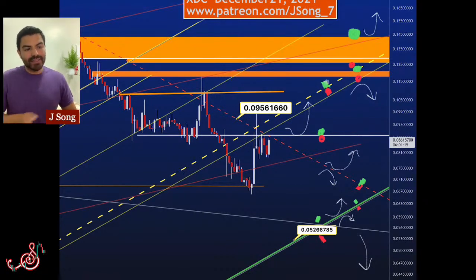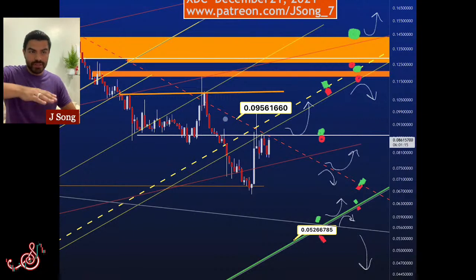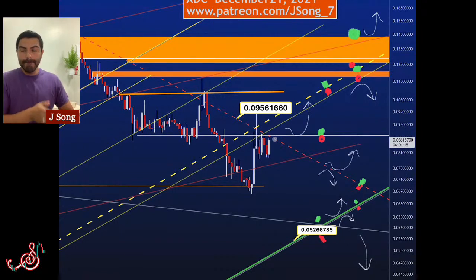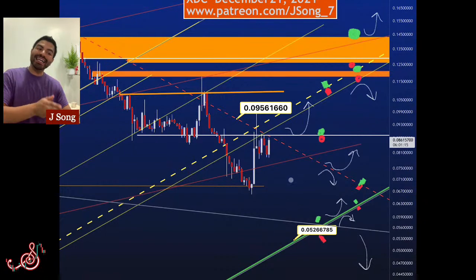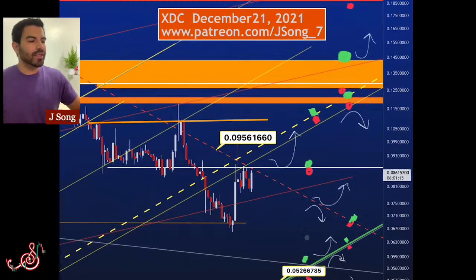Also, we need to get past this line, because instead of bouncing off this line, we went underneath. We should have bounced on that line. We did not. We actually went underneath the line. That is negative for price. That is more conducive to a continued downtrend. So we need that.